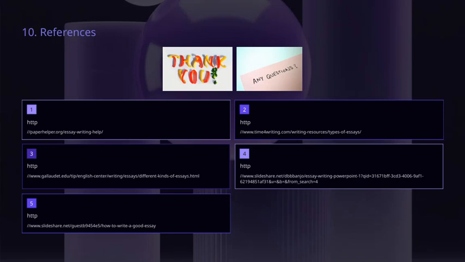And that brings us to the final slide, which is all about references. Here, I've listed some key sources that can help deepen your understanding of essay writing. You'll notice links to various websites like PaperHelper.org, Gallaudet University, SlideShare, and Time for Writing. These resources cover a wide range of topics, from the basics of essay structure to different types of essays and tips for writing well.